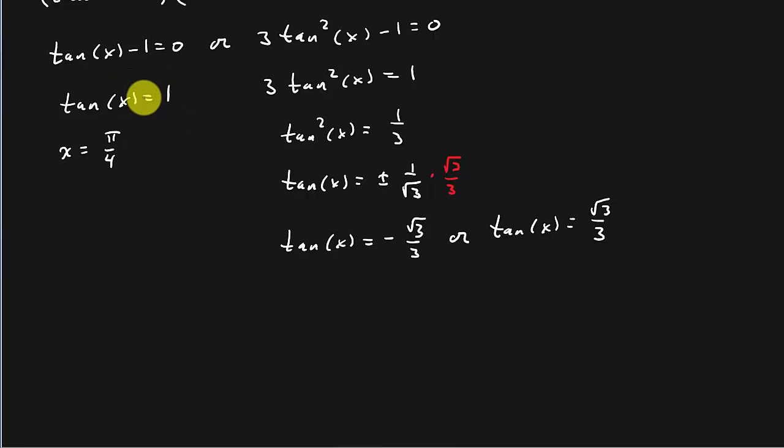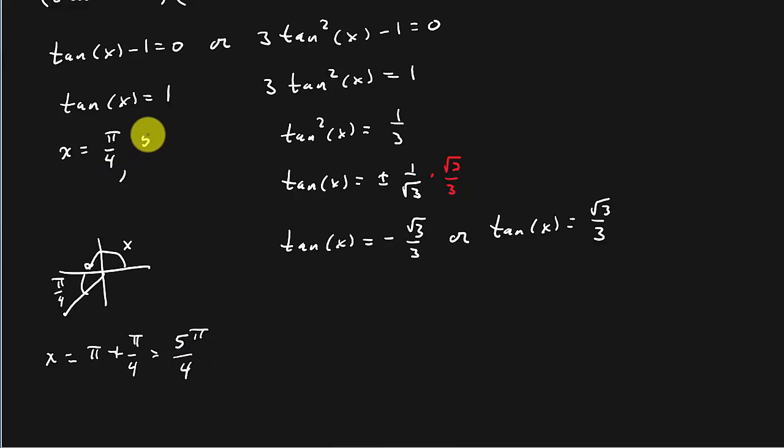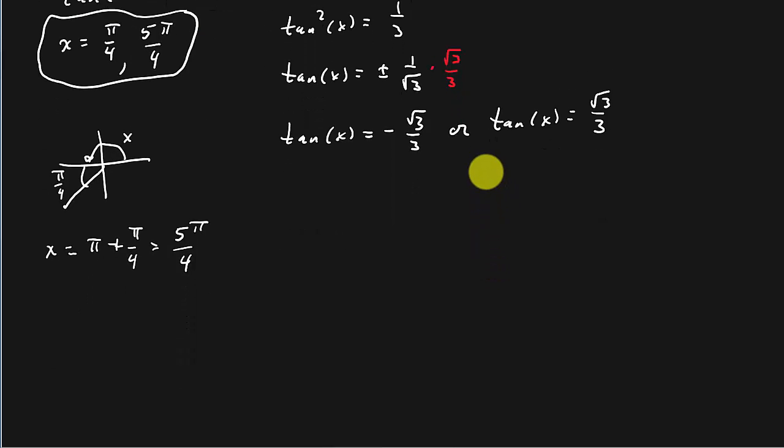But we know tangent is also positive in the third quadrant, so we need to get that solution. So our reference angle is pi over 4. Okay, remember that. You've got to get your reference angle. And so our solution in the third quadrant would be x equals pi plus pi over 4, which is 5 pi over 4. And so there's that solution, 5 pi over 4. So there's the solution for tangent x equals 1.